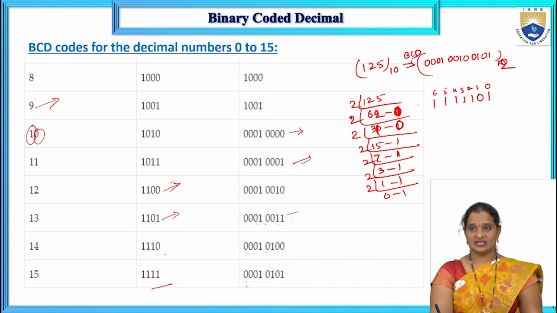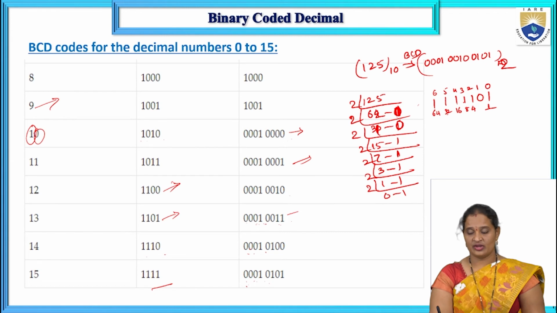So 2 per 6 is 64. 2 per 5 is 32, 16, 8, and it is 4 and it is 1. So 64 plus 16, how much? 80. Plus 8, 88, 90. 90 plus 30 is 120, 120 plus 4, 124 plus 1, 125.